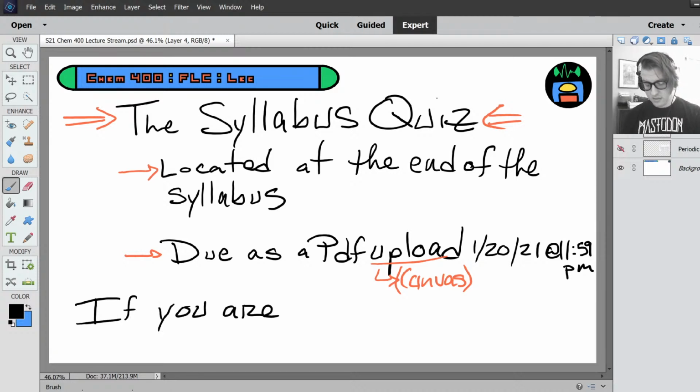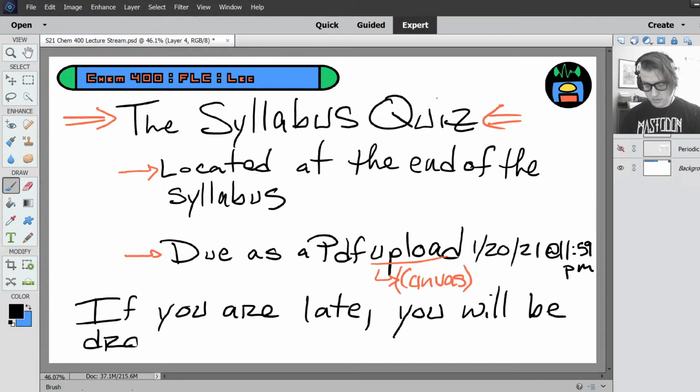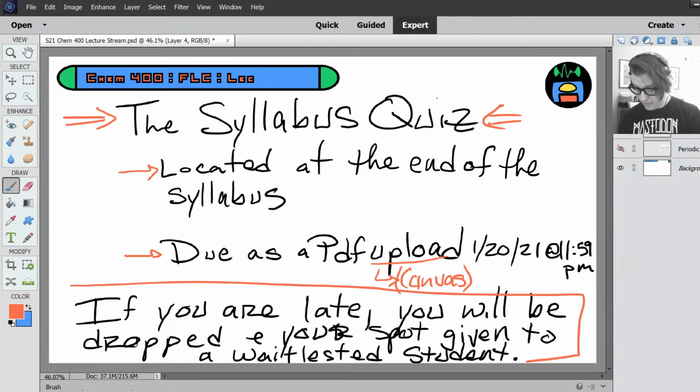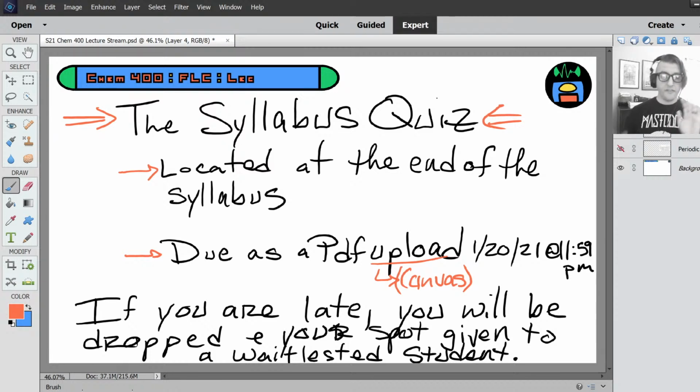If you are late, you will be dropped, and your spot will be given to a waitlisted student. All right, there is zero flexibility here. I'm not going to box it. If you are enrolled in the course and wish to remain enrolled in the course, you need to fill out the syllabus quiz and submit it as a PDF upload to Canvas. If you miss it, even by a minute, then you will be dropped from the class and your spot will be given to a waitlisted student who turned it in on time.